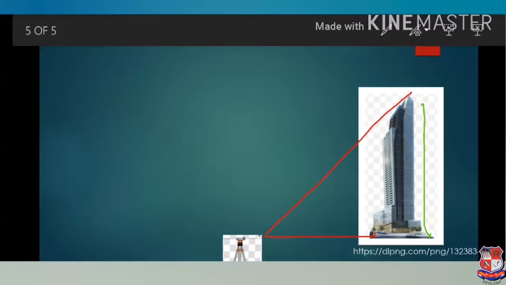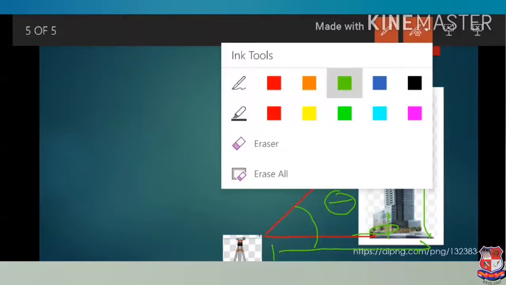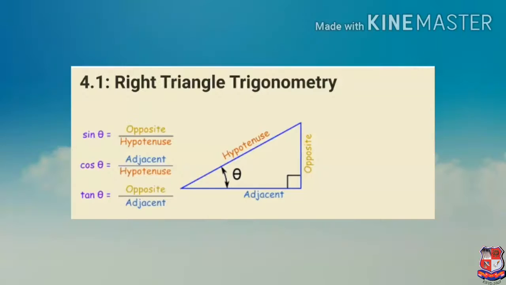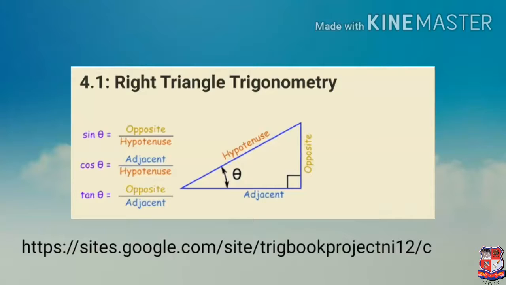As you can see in the image, there is a building whose height we need to determine. And I put my instrument at a little distance from it. Suppose I put the instrument, which is actually a theodolite, at a distance d from the building, and it makes an angle theta to the top of the building. Now, how does trigonometry help us to determine the height of the building?